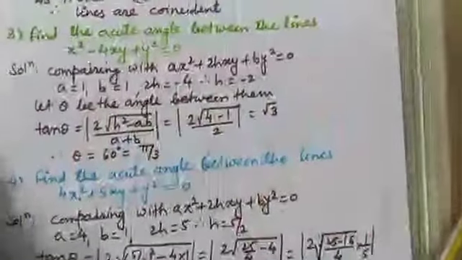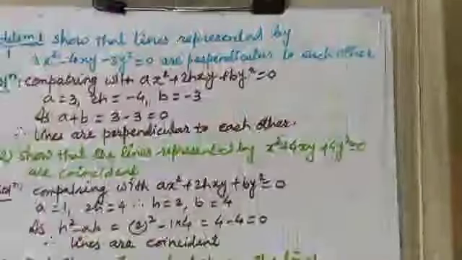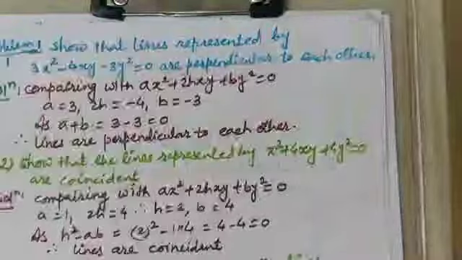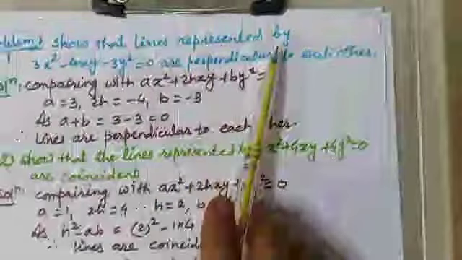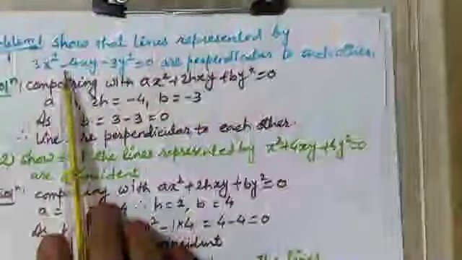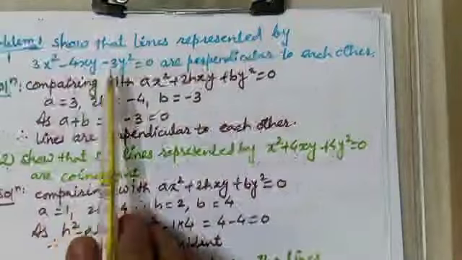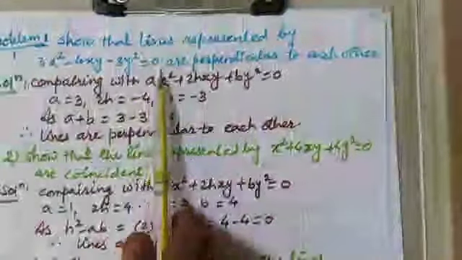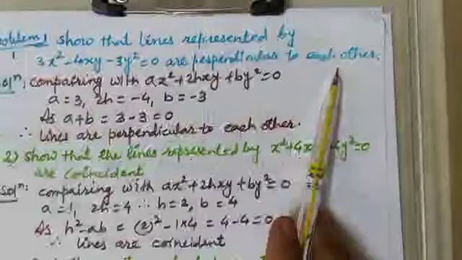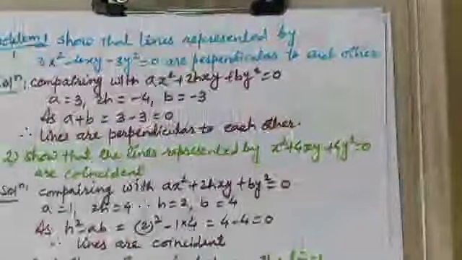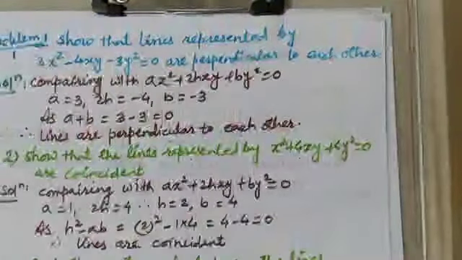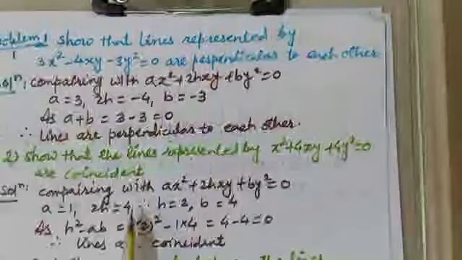Now we are going to study the problems depending on this. Focus on the first problem. Show that the lines represented by 3x square minus 4xy minus 3y square equal to 0 are perpendicular to each other. Just now we have seen the condition for perpendicularity: two lines are said to be perpendicular to each other if a plus b is equal to 0.